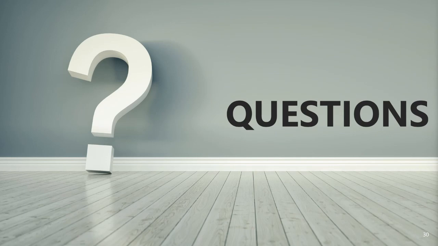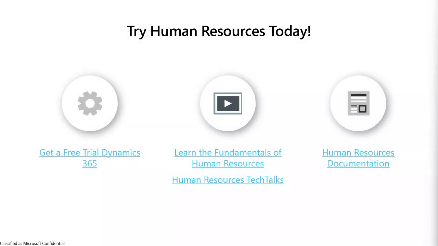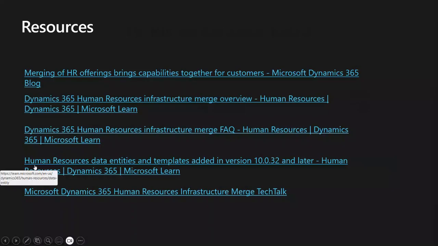Yep. So the link that I shared on that previous slide, I can go back there for a moment. This one: human resources data entities and templates added in version 10.0.32 and later. That's the article you can go find and read about those new entities that we've added, including the document attachment ones.